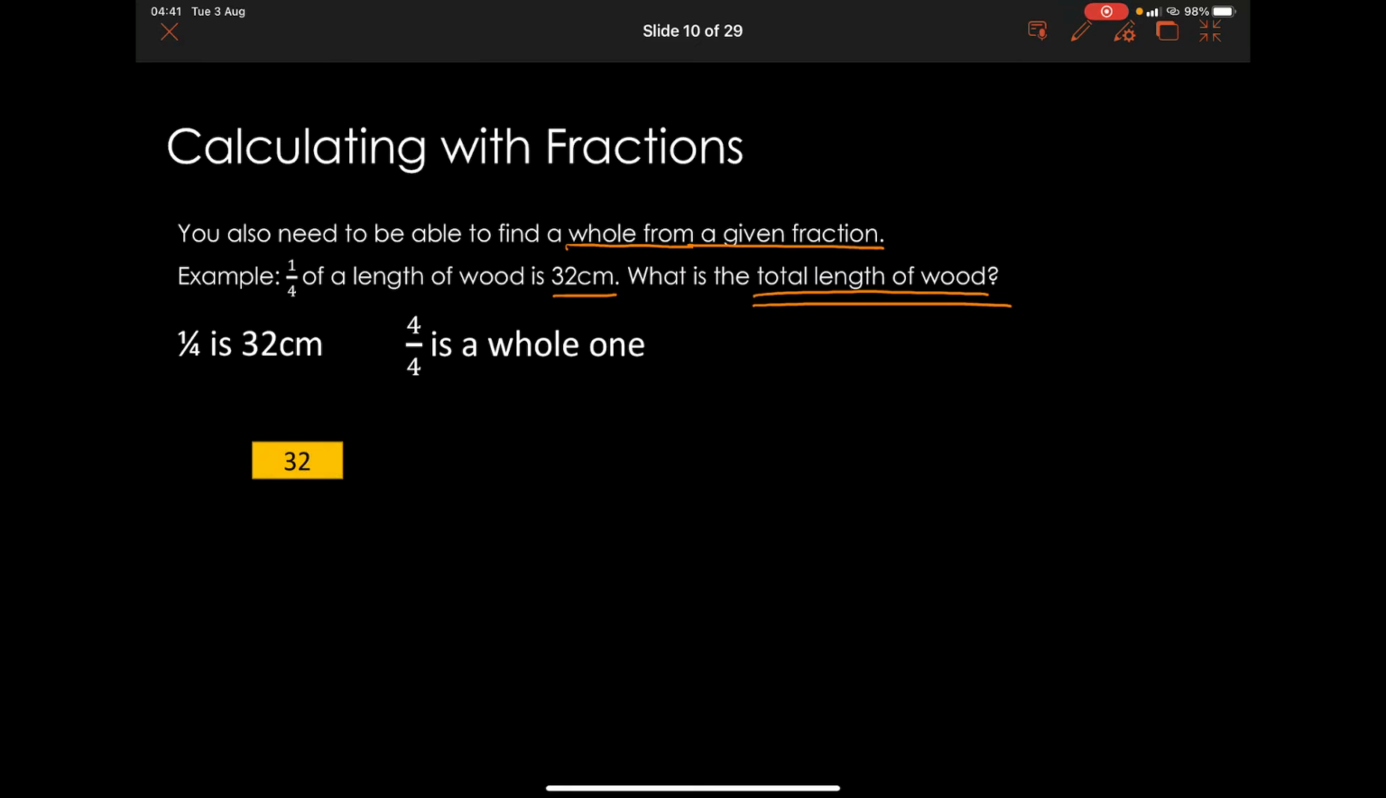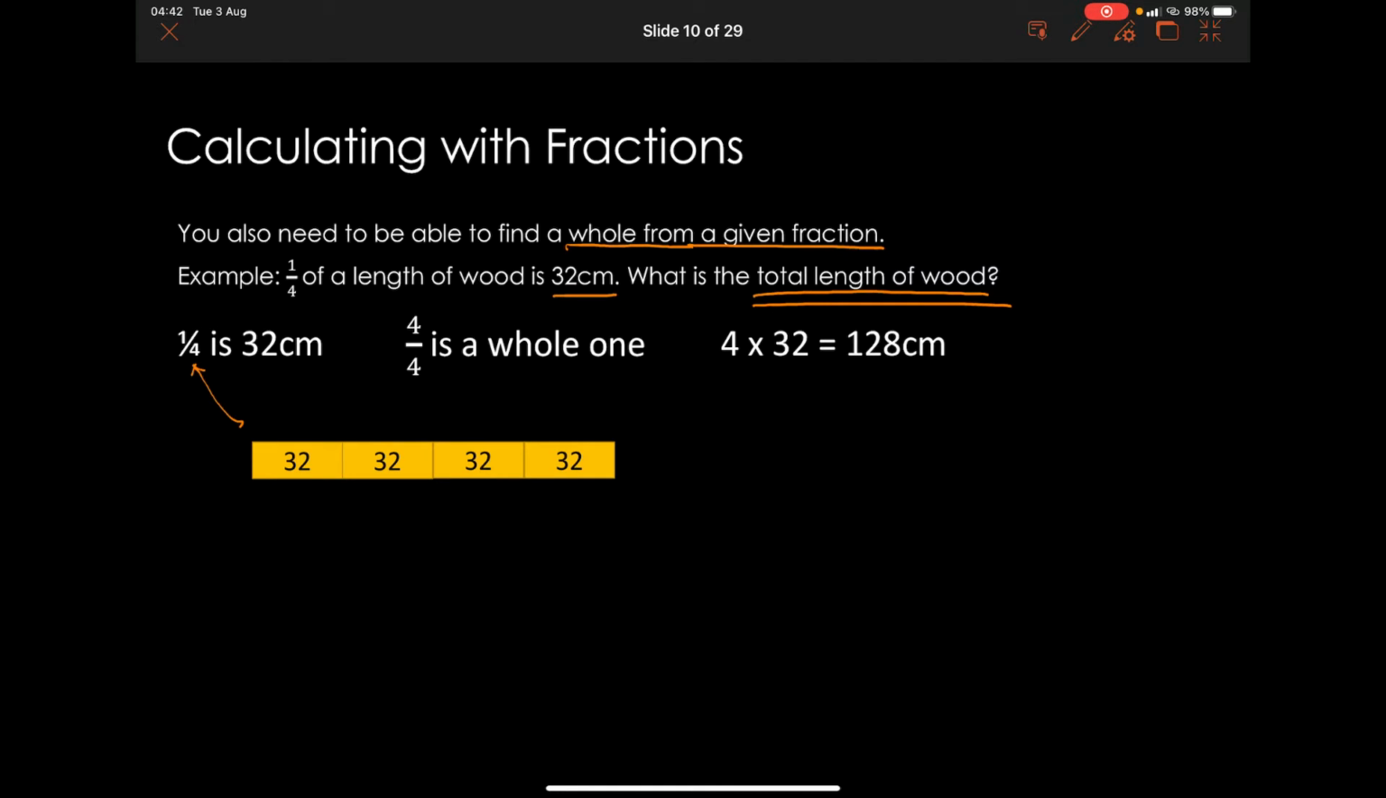So if I look at it like this, each piece is 32 centimetres and I've got 4 of them that make a whole one. I know that 4 make a whole one because that's what's on the bottom of my fraction. So that means all I've got to do is 4 times 32, which gives me 128 centimetres.